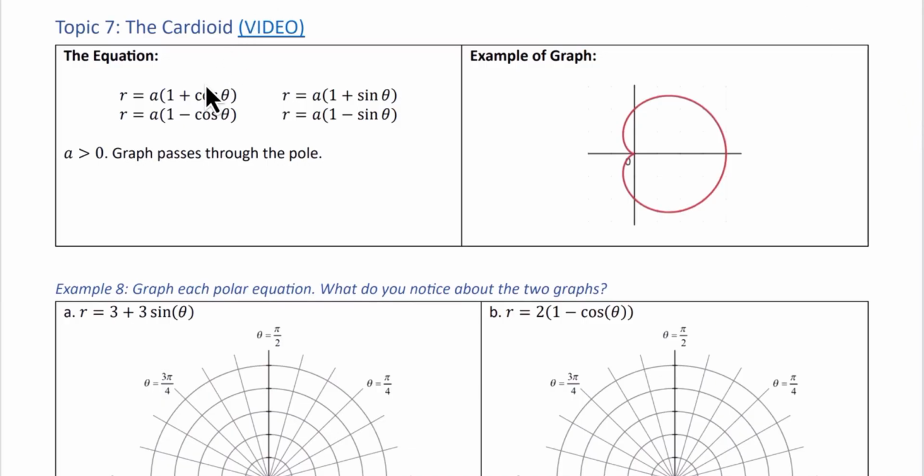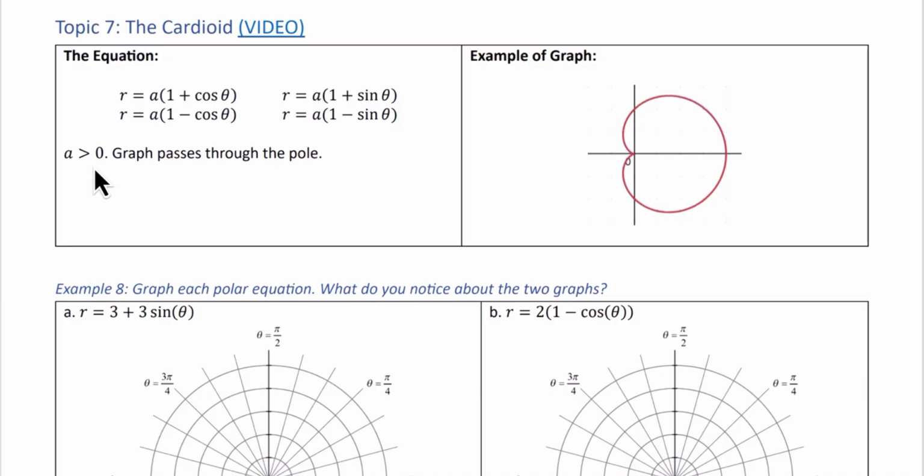Notice that the equation for a cardioid can be written as r equals a times 1 plus cosine theta, r equals a times 1 minus cosine theta, or we could use sine: r equals a times 1 plus sine theta, and r equals a times 1 minus sine theta. Now do note that a must be positive here, and it's going to pass through the pole.